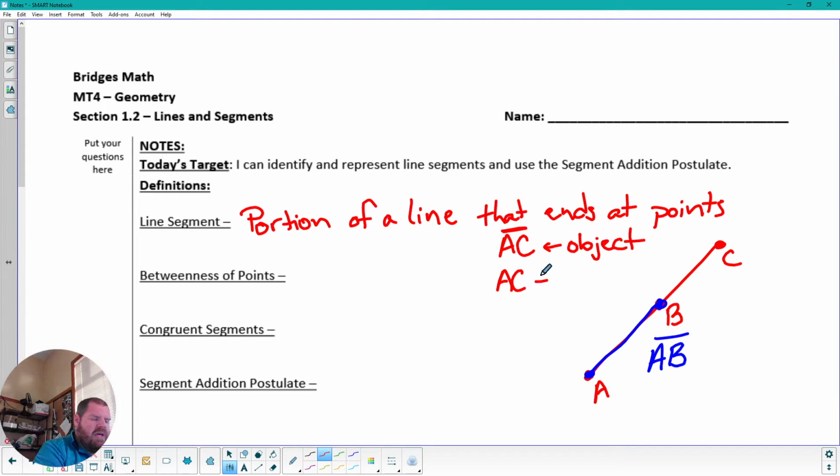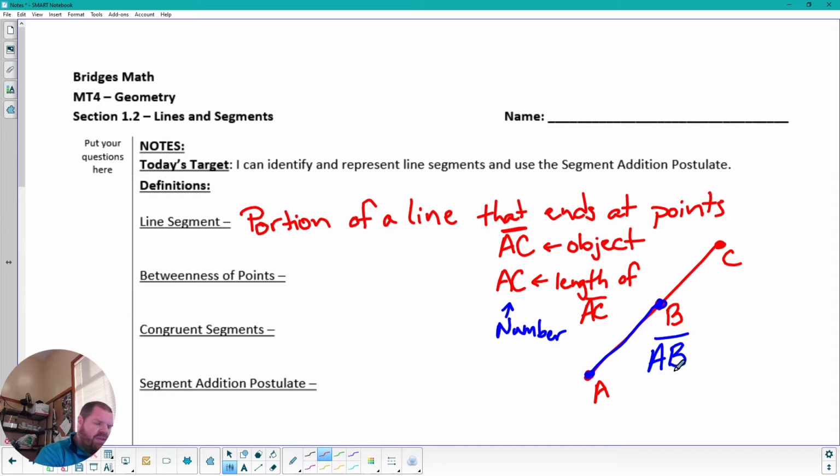If I write AC without the line over it, that's what we consider to be the measure of the line segment. The way we measure line segments is by length. So that would be the length of the segment AC. We want to know which one we're talking about, because this one is just a number. It's the number that represents the length of AC. The other one is a physical object. It is the stick that shows what AC looks like.